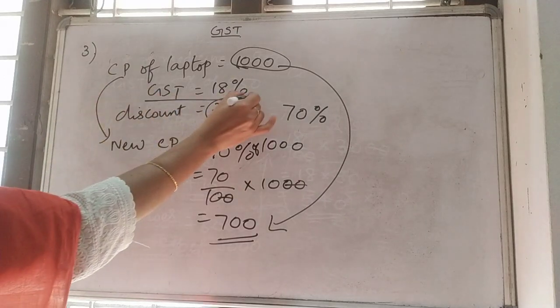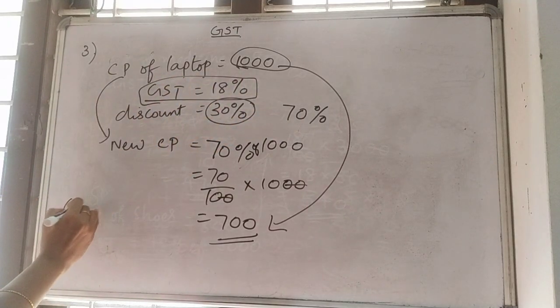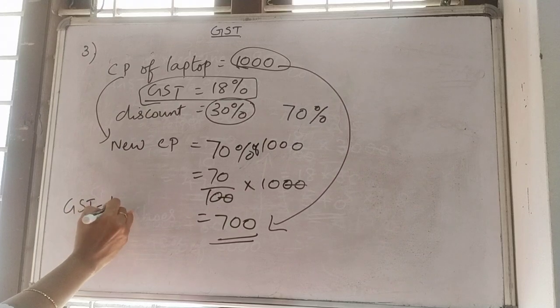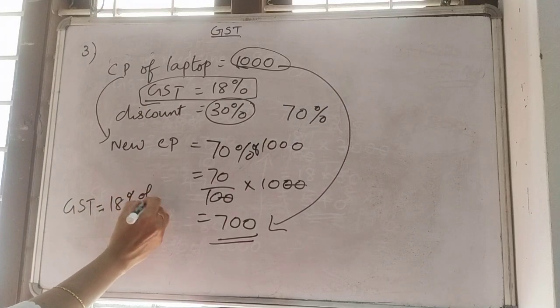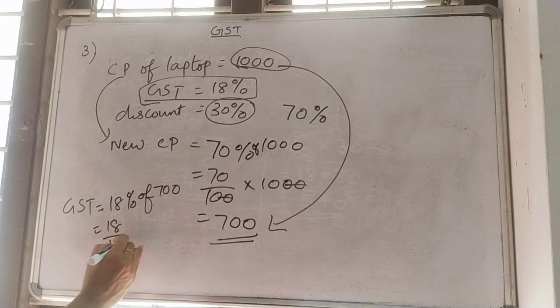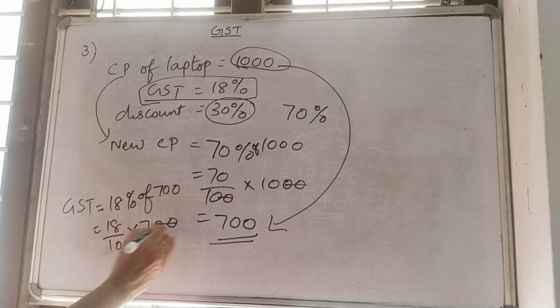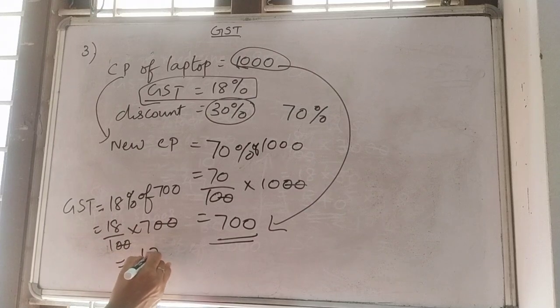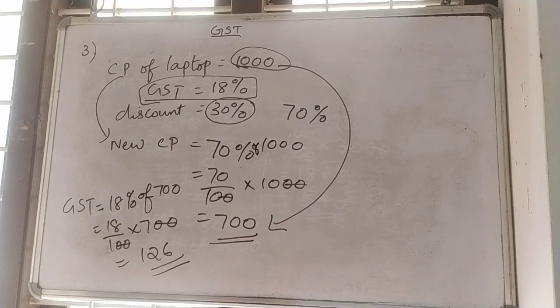But GST is given as what? 18%. So what will be the GST? GST is equal to 18% of what? The new cost price, it is 700. So 18 by 100 into 700. So it will be 18 into 7, 126. So GST for the laptop is 126.